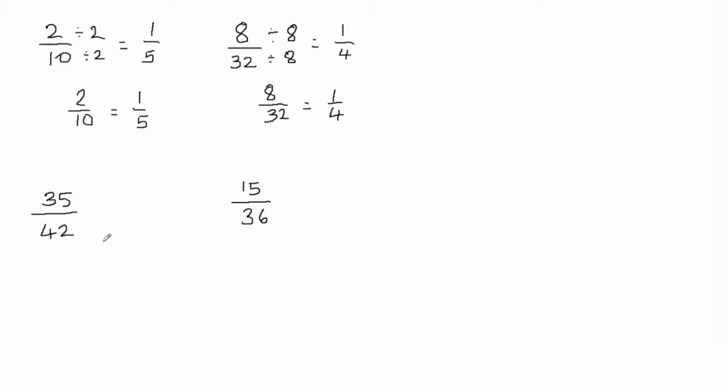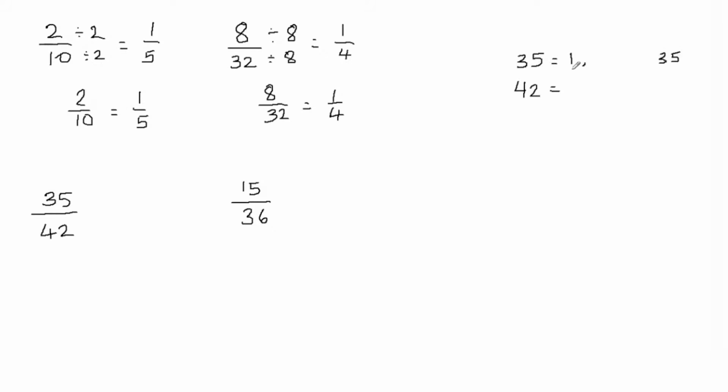Now let's take a look at this example. When you have bigger numbers, when you have larger numbers, it's hard to identify the greatest common factor. In that case, what we're going to do is list down the factors of 35 and 42. Obviously, the factors of 35 are going to be 1 and 35.